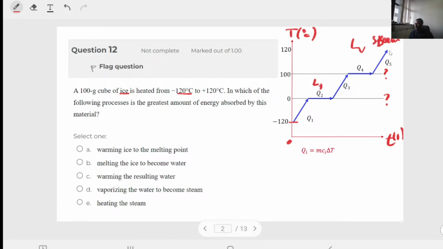Steam. That's the process. The question is, where does it need a lot of energy? Is it going to be Q1? Is it going to be Q2? Is it going to be Q3? Is it going to be Q4? Or is it going to be Q5?